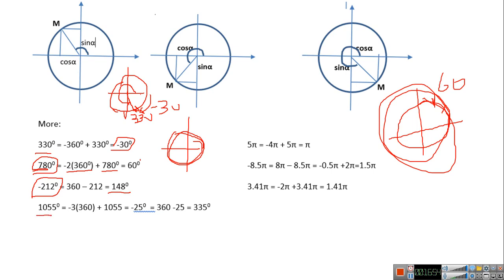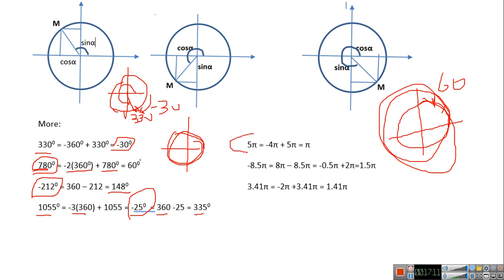And if you have 1055, it's 3 times 360, because I want to write it as a smaller angle. If you subtract, 1055 is minus 25. If you don't like the negative number, what do you add at the end to it? You add 360, so it's 335.